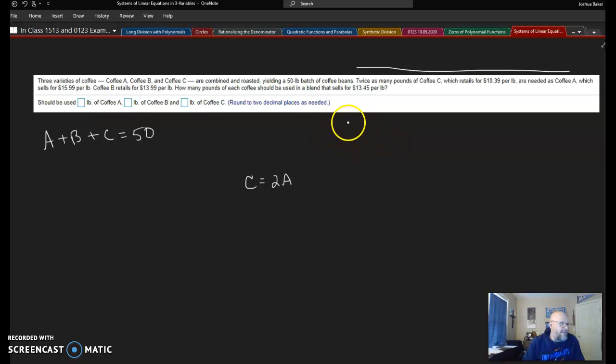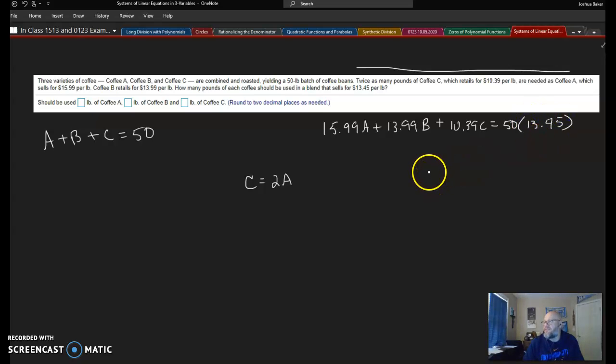So A is going to be $15.99 times A. B is $13.99. And C, they told us, was $10.39. And for the entire 50-pound batch, they want the price per pound to be $13.45. Okay. So we're going to do the same story here as we did last time.